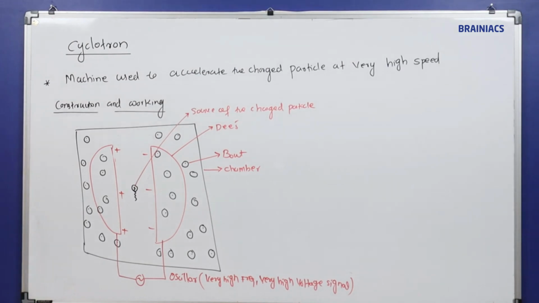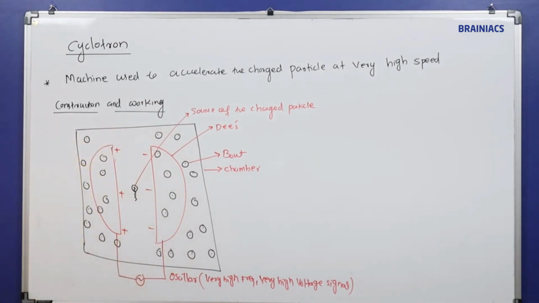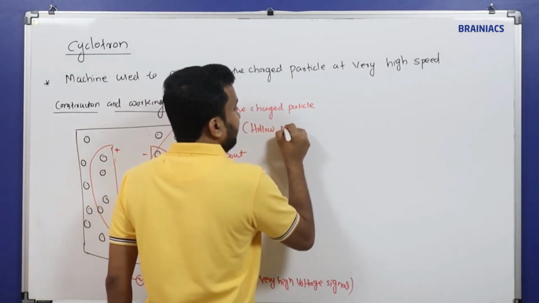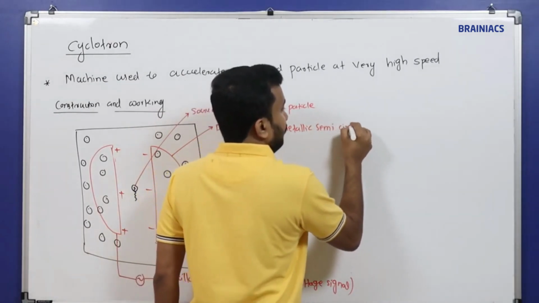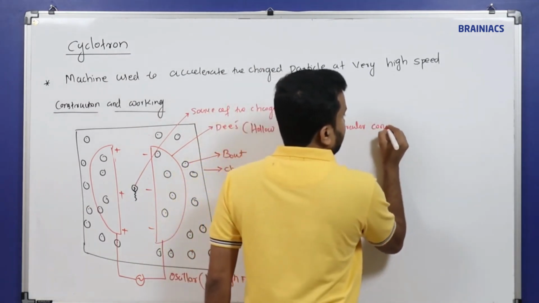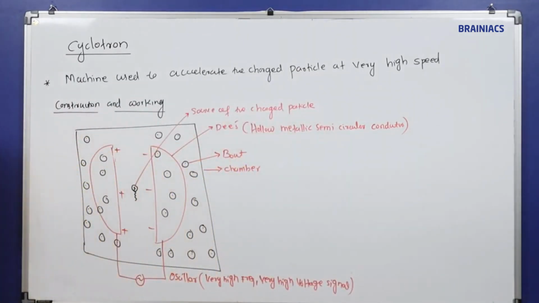Next we are going to see the working conditions. The Ds is a hollow metallic semicircular container, a hollow metallic semicircular conductor.